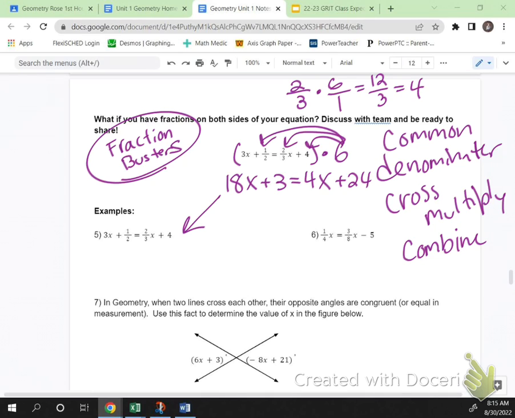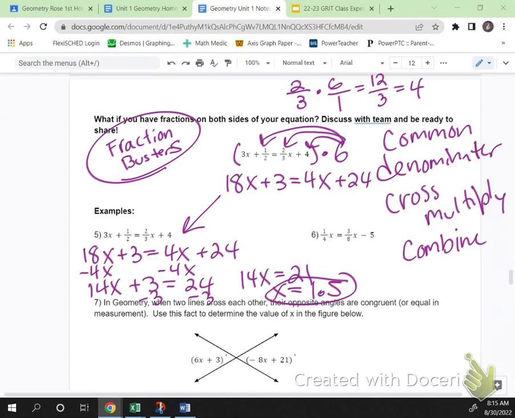And now, this is example 5. I want you to finish solving with your partner. Now I can solve it. It's all good. I've got whole numbers now. Let's finish it. Hopefully you're taking notes. Finish example 5. And then I want you to try number 6 with your partner. How are you going to bust those fractions? Ready, set, go. Discuss with your partner.